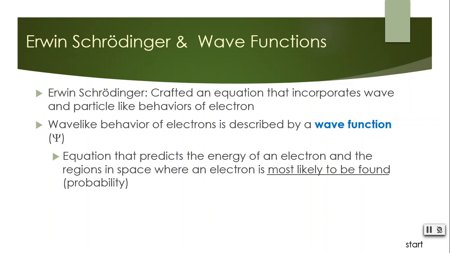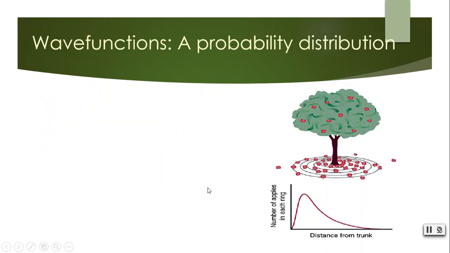So Erwin, he got a Nobel Prize for this as well, was able to craft an equation using information from the Bohr model, using information from de Broglie and from the double-slit experiment, to explain the wave-like behavior of electrons and use that to predict where an electron is in an atom. So these wave-like equations have to do with probability.